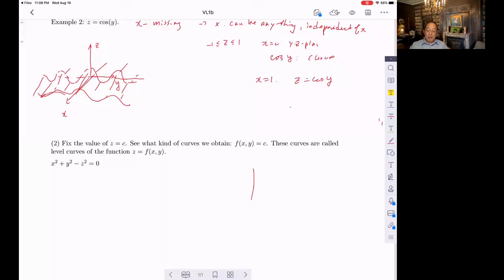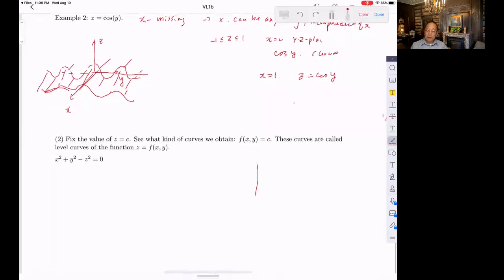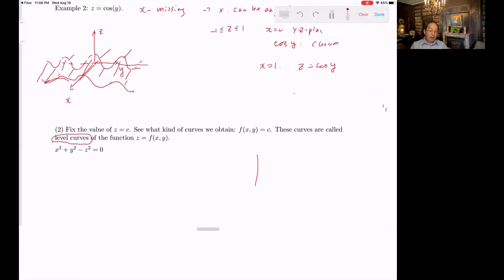Now let's look at our last example. In this example, we're going to show how to draw so-called level curves. Level curves are the ones we already talked about. That means we let z be different values of c, and then we draw the curves just in the xy plane. So it's like a projection.